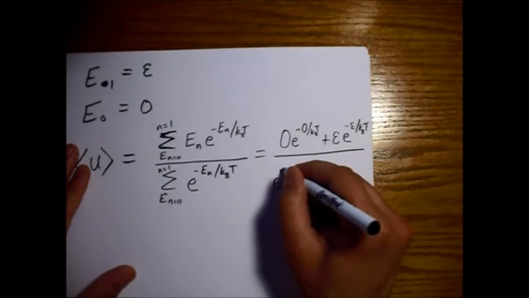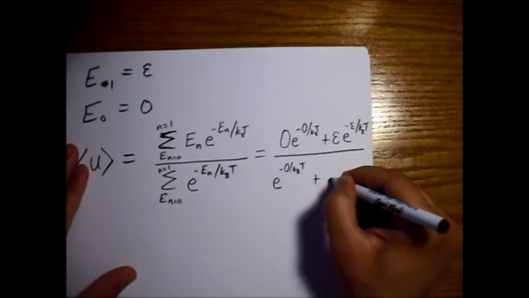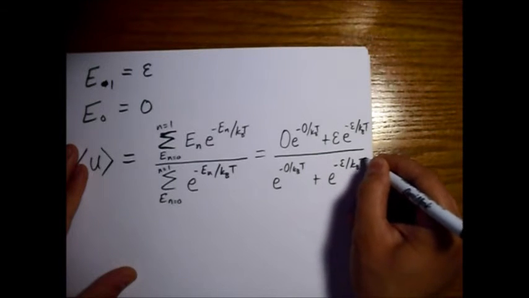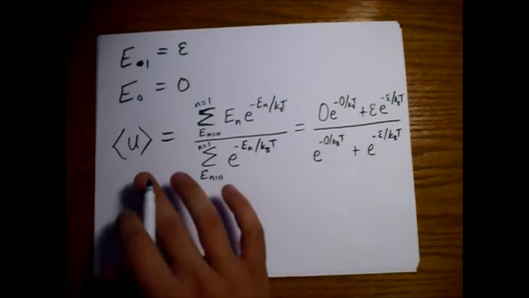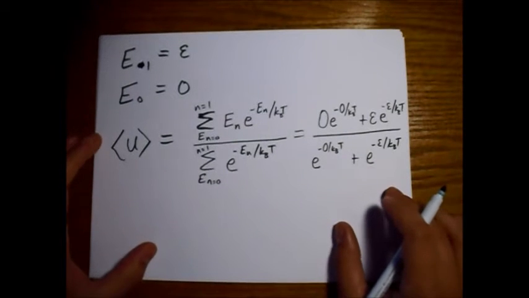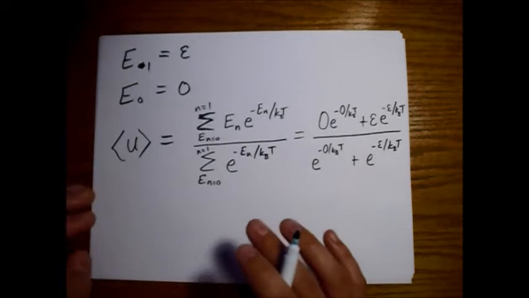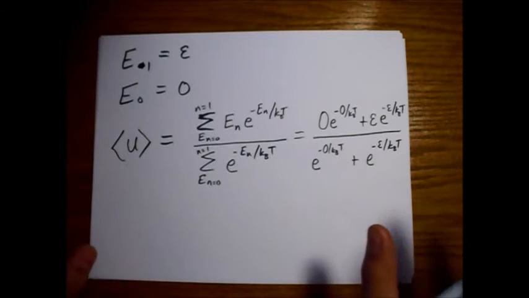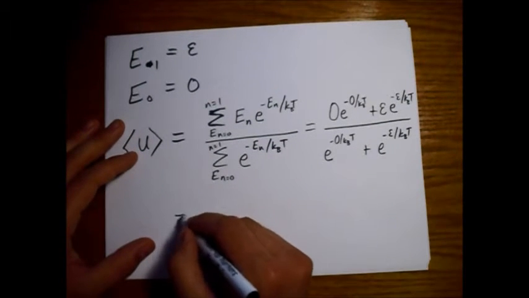So we have e to the minus 0 over kBT plus e to the minus epsilon over kBT. Again, this is the average energy per particle. So when we want the average energy for the whole collection of n non-interacting particles, we'll just multiply this by n.